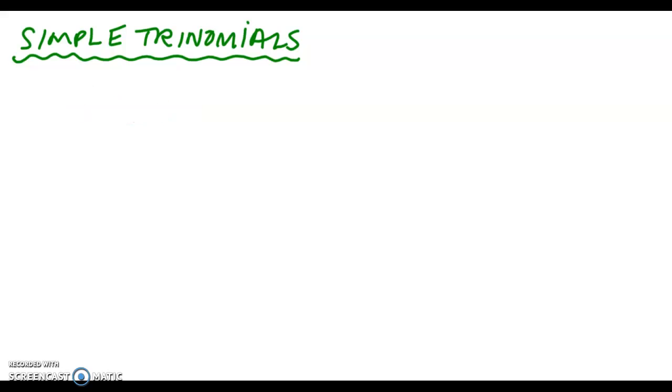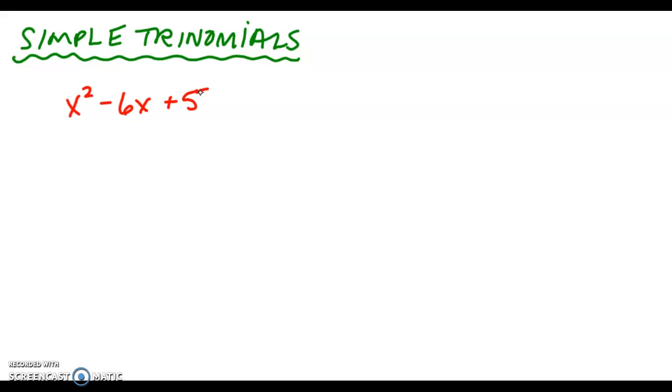So we're talking about simple trinomials. First of all, tri, like the word tricycle, triangle, means three, right? It means it has three terms. So we're dealing with an expression that looks like this.